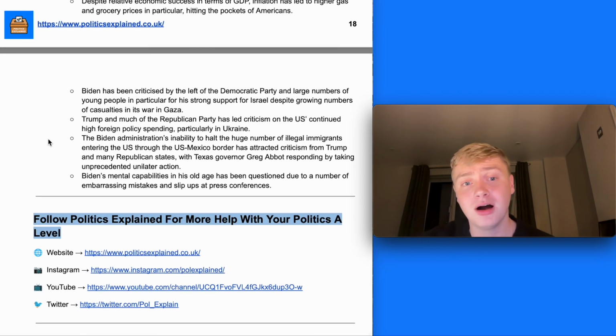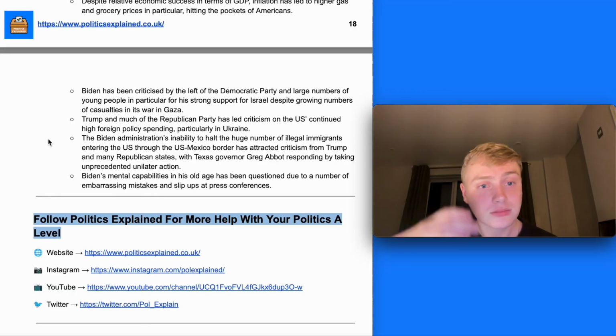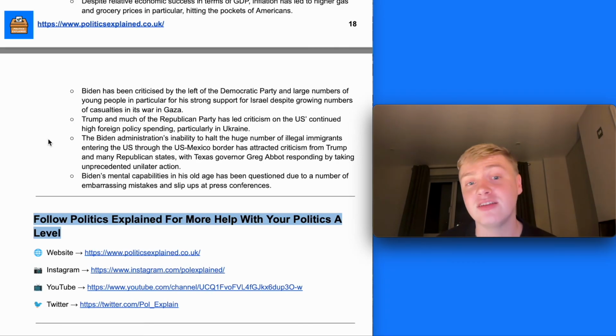Trump and much of the Republican Party has led criticism on the US's continued high foreign policy spending, particularly in Ukraine. The Biden administration's inability to halt the large number of illegal immigrants entering the US through the US-Mexico border has attracted criticism from Trump and many Republican states, with Texas Governor Greg Abbott responding by taking unprecedented unilateral action. And Biden's mental capabilities in his old age has been questioned due to a number of embarrassing mistakes and slip-ups at press conferences.